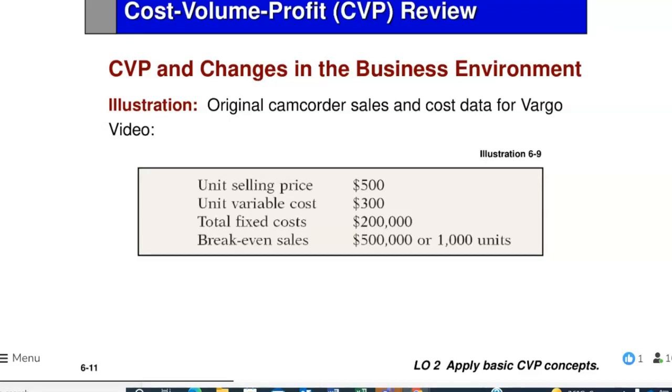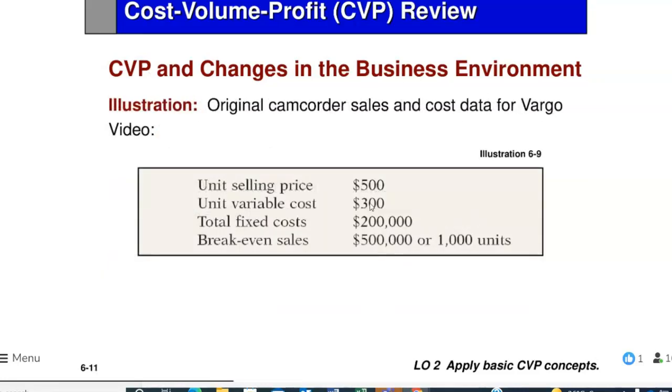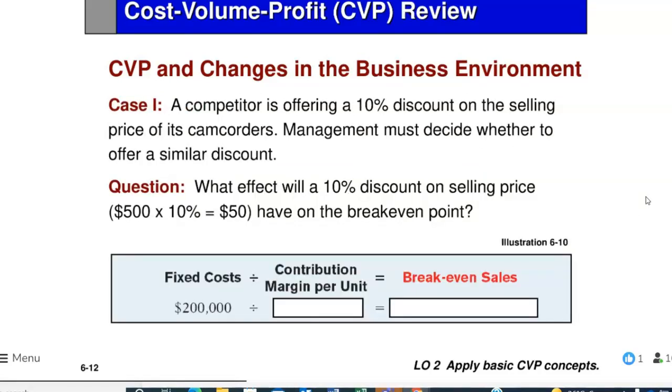So first of all is understand the way I am now, and that is this. Unit selling price 500, variable cost 300, fixed cost 200,000, break even we've calculated. Now what if a competitor is offering a 10% discount on the selling price of its camcorders? Management must decide whether to offer a similar discount. What would happen here to my break-even sales? Right now, it's 1,000. But if I gave a 10% discount, then my selling price would go down 50, and my contribution margin would also go down 50.